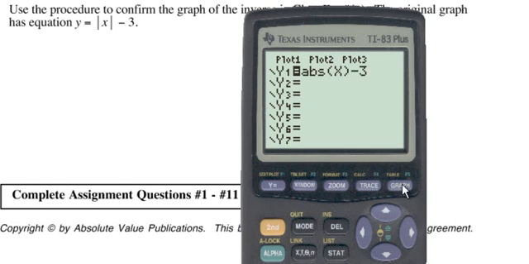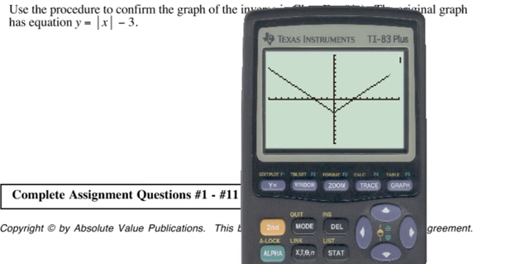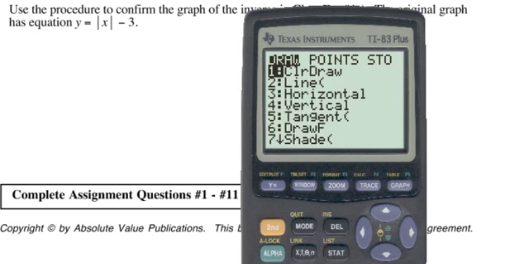Then we have minus 3, and you can graph that and see that it does indeed make a V shape, or an L shape, with a vertex at 0, negative 3. Now, if you want to see the inverse, that's in the program menu. It's under draw, so you have to go second draw.